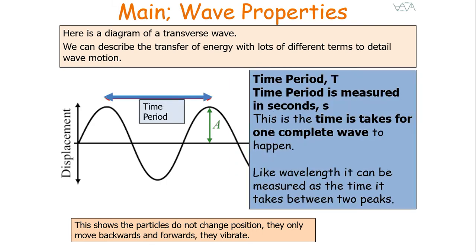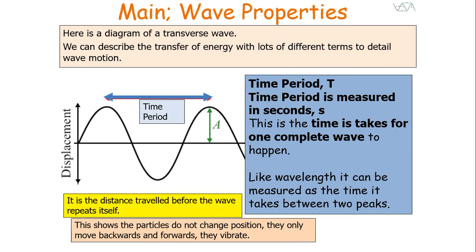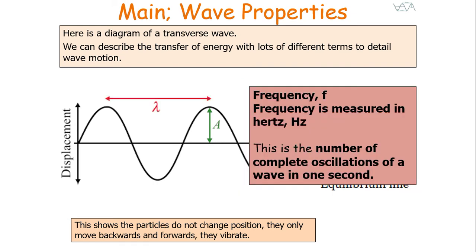Now, the time period, measured in seconds, is the time it takes for one complete wave to occur. Like wavelength, it can be measured as the time it takes between two peaks, two troughs, or two similar points on adjacent waves. Again, it's the time taken before the wave repeats itself.